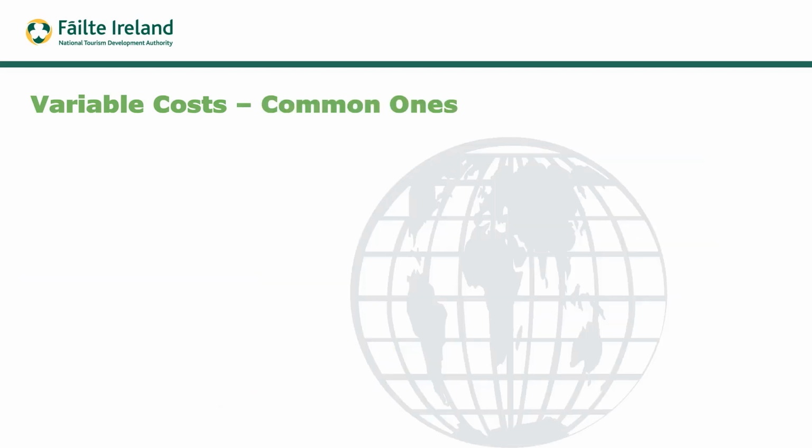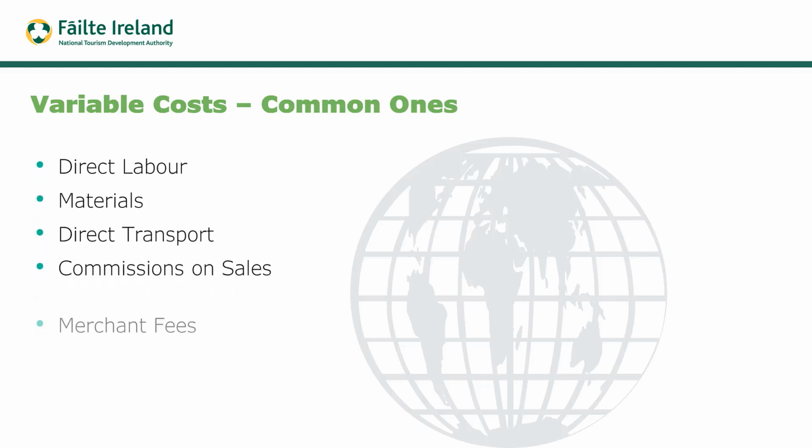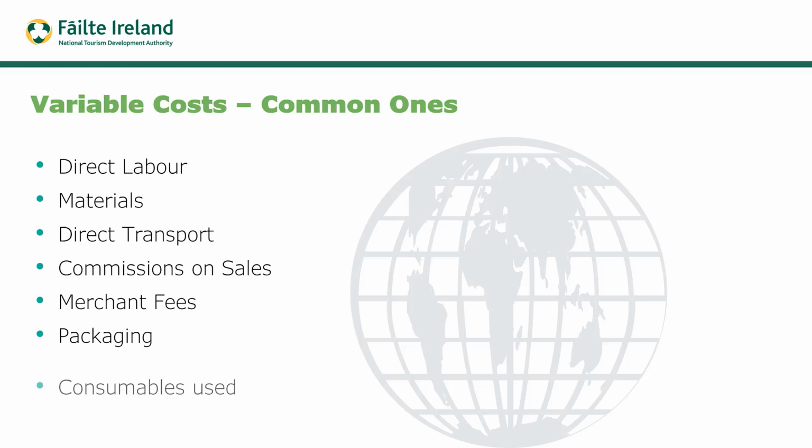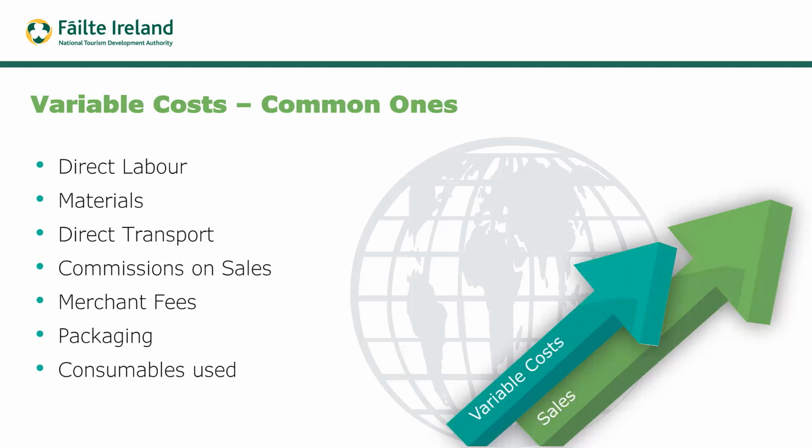So the most common examples of variable costs that go into providing your goods and services are things like direct labour, materials, direct transport, commissions on sales, merchant fees, packaging, and consumables used. Now these variable costs will rise and fall in proportion to the amount of sales that you make in your business. The more sales you make, the higher the variable costs.